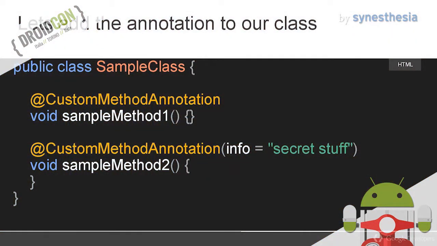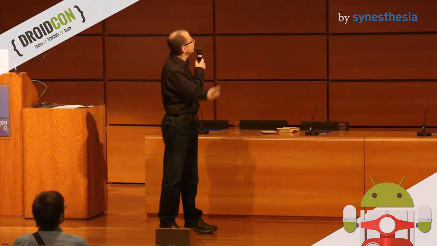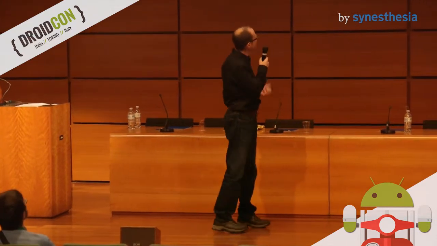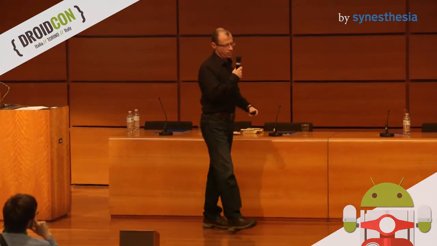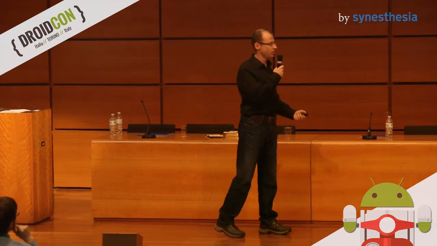Now, let's add this annotation to our code. How do we do it? Pretty easy. We just add our own annotation that we defined in the previous slide on top of our methods. And for an added bonus, we don't even have to implement all the parameters there. That's why I have one annotation on the top without an info parameter, and one annotation on the bottom with the info parameter.